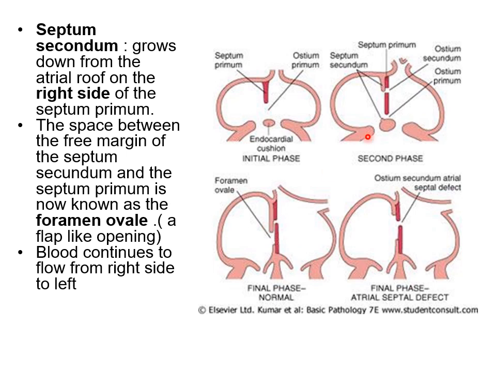Now it tries to grow down, but it will not reach the endocardial cushions. It remains like a flap valve. And now the opening between septum secundum and septum primum is known as the foramen ovale. This is like a flap-like opening, okay? And blood continues to flow through this flap-like opening from right to left.